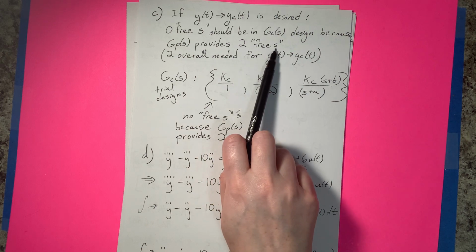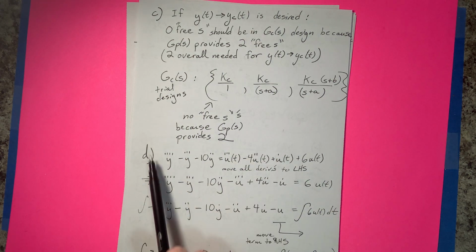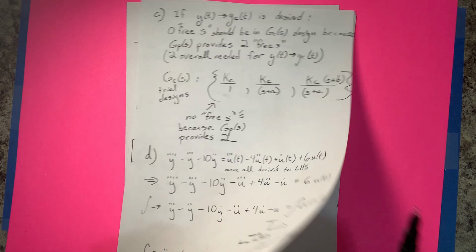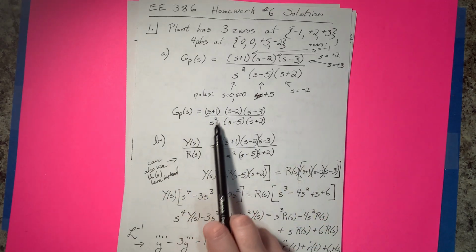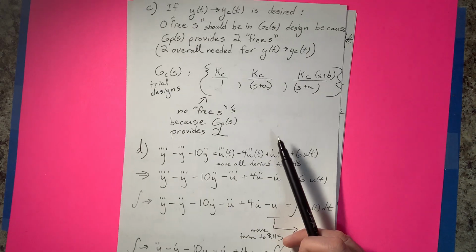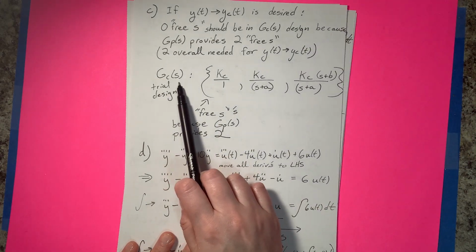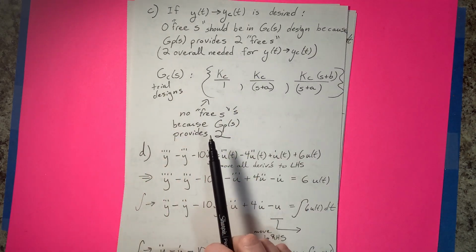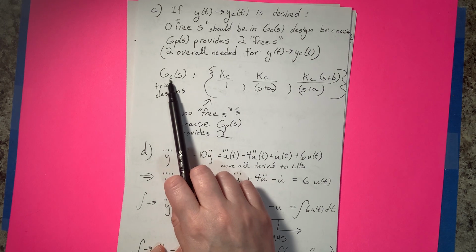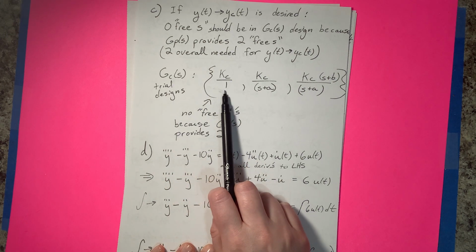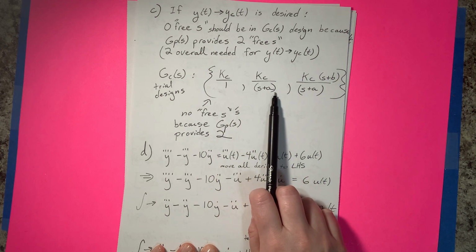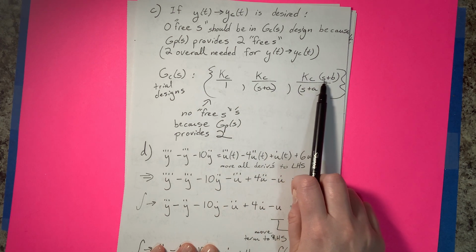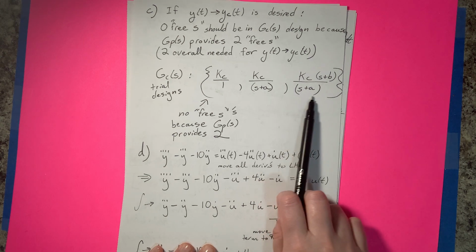2 free s's, but if we examine GP, we actually have 2 free s's in our expression for GP. So there are 2 free s's right here. So actually our GC design did not need to have any in it because we already have them in GP. Okay, so that made our GC design very simple. We have KC over 1 for the first trial design, KC over S plus A for the second one, and then KC times S plus B over S plus A for the third one.